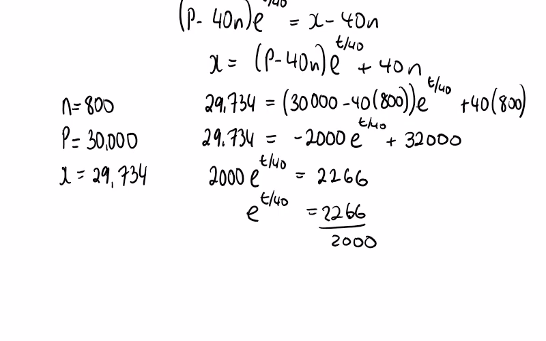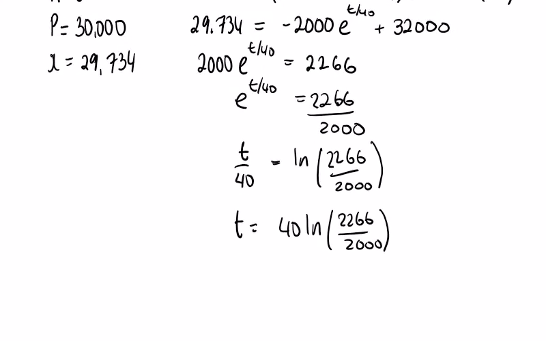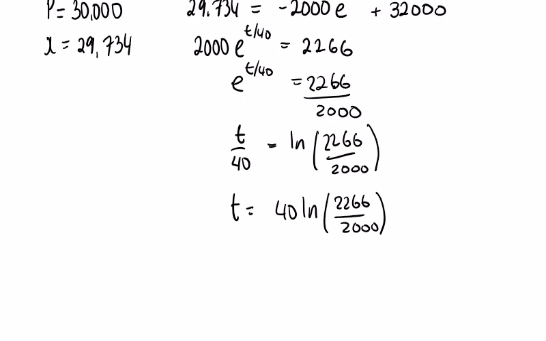And to get rid of the e, we need to take the natural log of both sides. So that will give me just t over 40 equal to the natural log of the right hand side, which is 2,266 over 2,000. So just multiplying by 40, t is going to be equal to 40 times the natural log of 2,266 over 2,000, which could have been simplified earlier in the question. So 40 times that is going to give me 4.99, so 5 years.